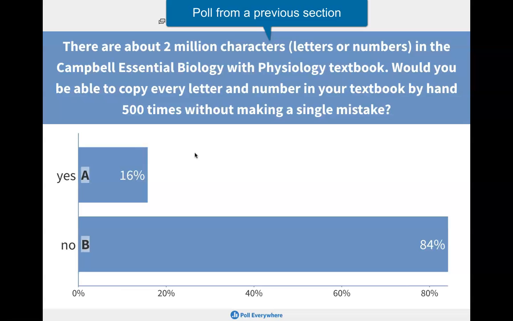Just in a lecture, I make a mistake. When I lecture you guys, when I write on the board, I can make a mistake. It happens. I'm constantly erasing what I'm writing. That's not even going to be 100 characters and numbers. You're asking me to do this 2 million times 500? No, forget it. There's no way that I'm going to be able to do that. I'm going to make a mistake.